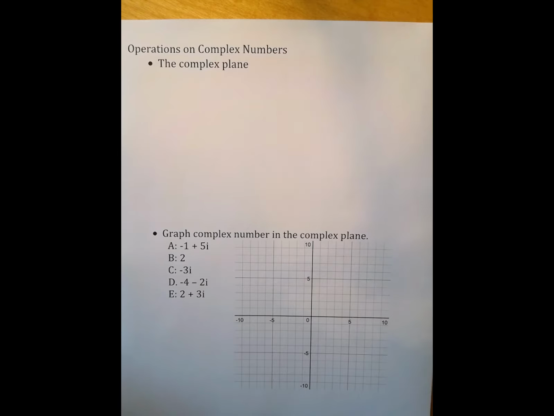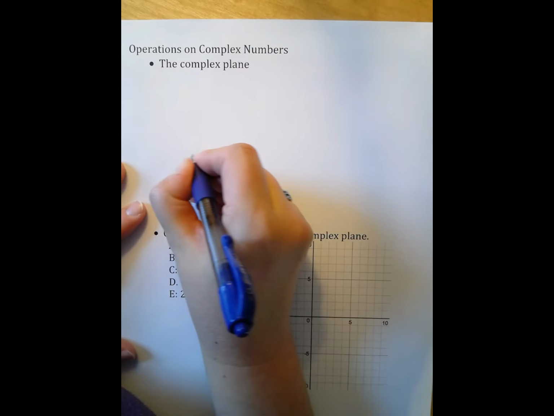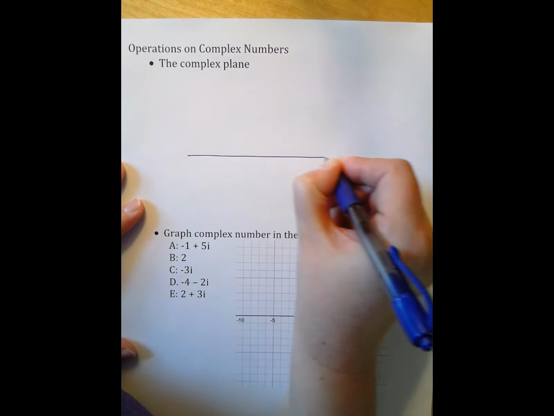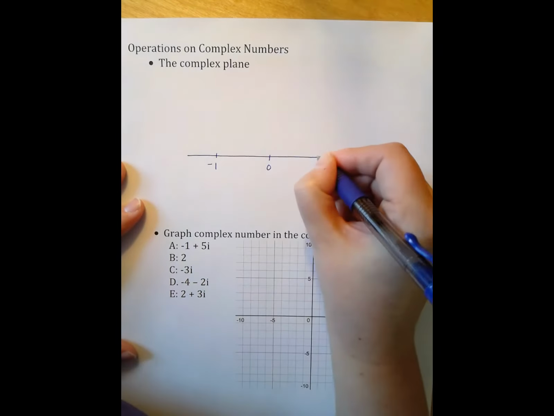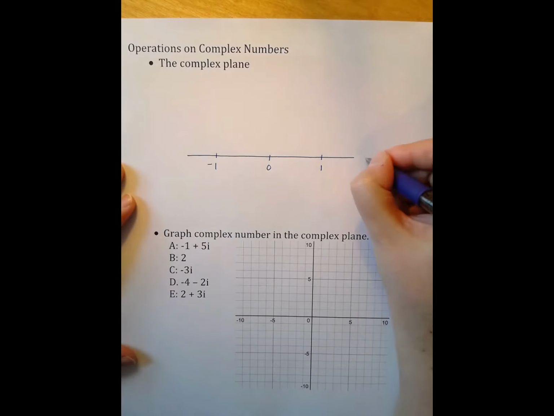So you've seen a real plane. We have an x value and a y value. So we can also graph complex numbers by looking at the complex plane. So the first thing we want to do is talk about our real numbers. And our real numbers we can see on this lovely number line. Here are our real numbers.